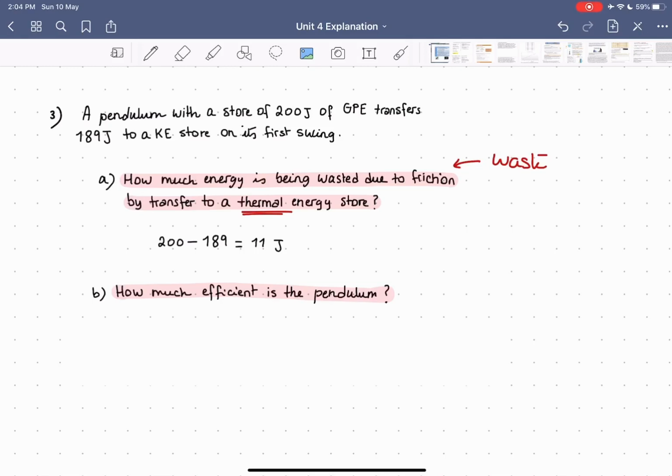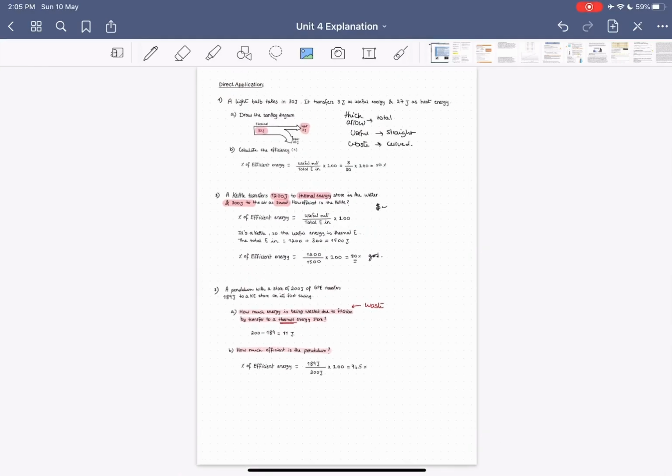So how efficient is my pendulum? Divide the useful out by the total in, times 100, and you'll get 94.5%.